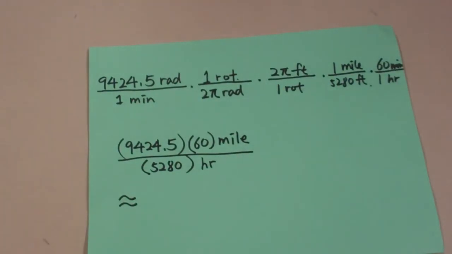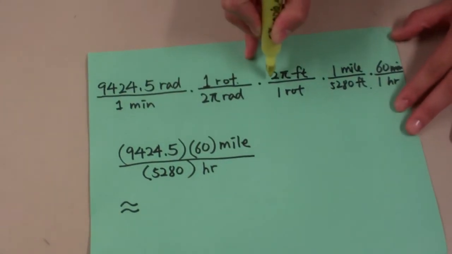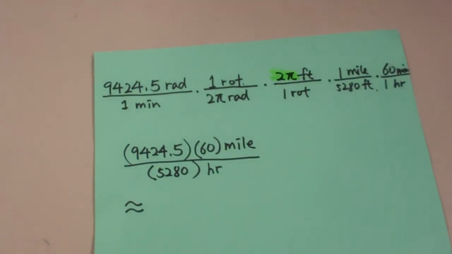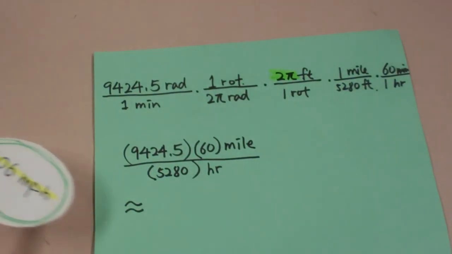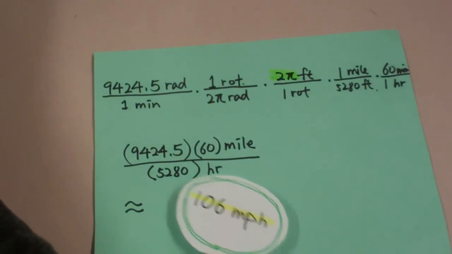Now let's insert these back into the equation instead and see if they'll work. In the conversion between rotations and feet, let's insert the new distance covered by one rotation, which is now 2 pi feet. We can crunch the numbers again and perfect! 106 miles per hour is exactly what we need.